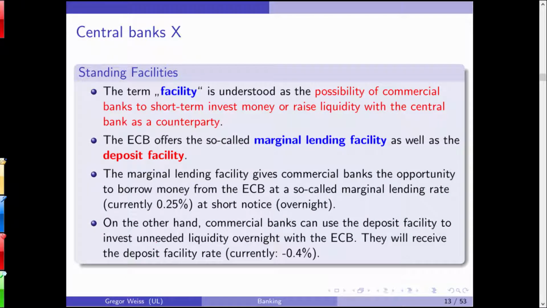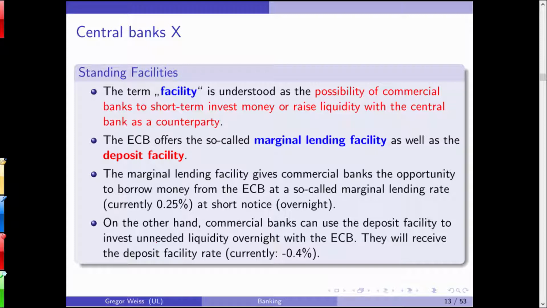This is the first instrument a central bank has. It can offer commercial banks to give out central bank money in exchange for securities. And the central bank will accept, say, AAA rated bonds or AA rated bonds. And in this way, the central bank is able to control the amount of money that circulates in the economy.